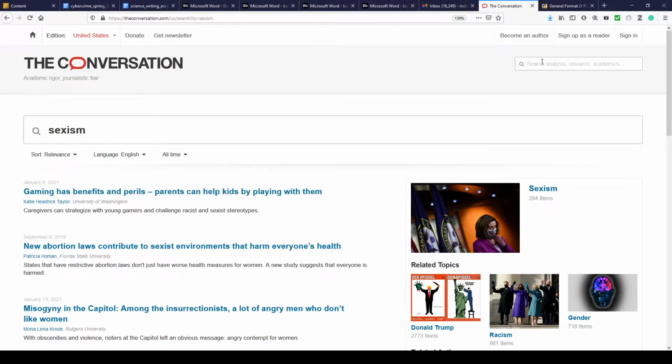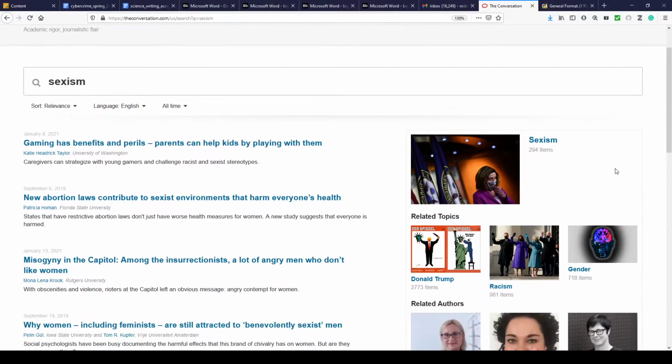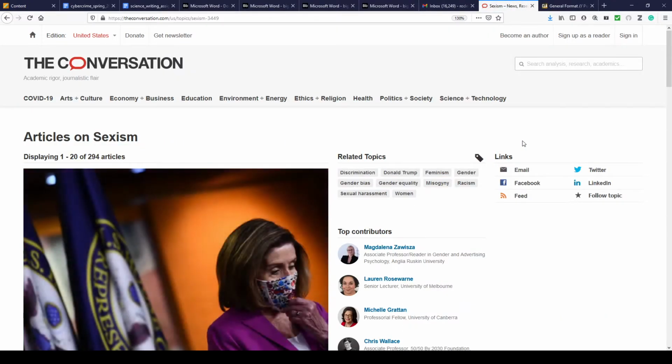So many articles have been written about sexism that The Conversation has its own topic section for sexism. And even Donald Trump has 2,773 items written about him. That's quite amazing. But sexism is 294 items, so you have a lot to choose from. Now, the thing about looking at these articles is, again, it's always an iterative process.